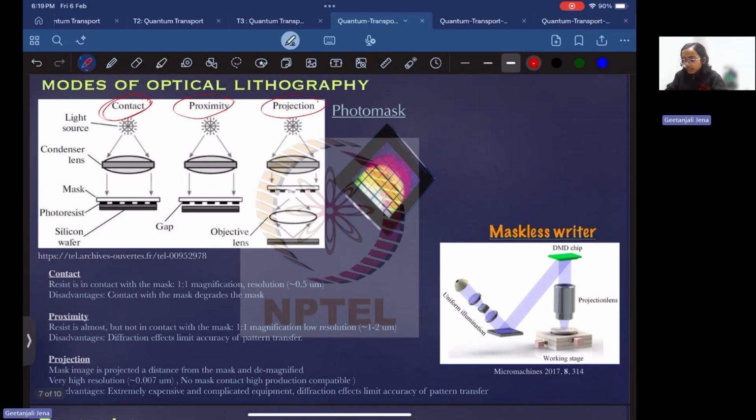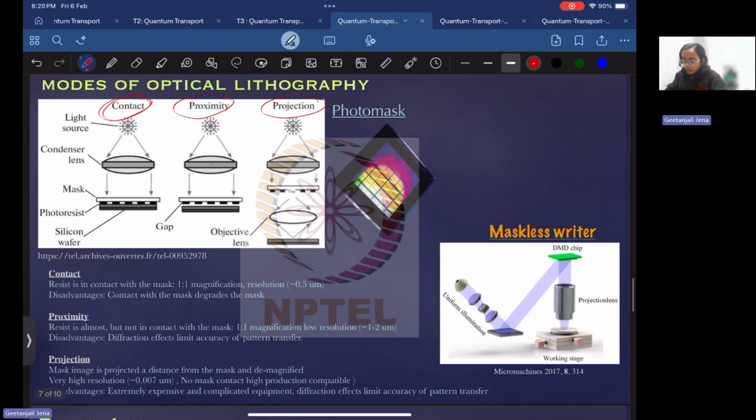Sorry. So in this case, we have one-to-one magnification, and the resolution that we can get is in the order of 0.5 micrometer. But the main disadvantage is that because the mask is in contact with the photoresist, we can't use the mask for further application. Once we are done with the steps using the mask, the mask can no longer be used because it is in contact with the photoresist, so it degrades its performance.